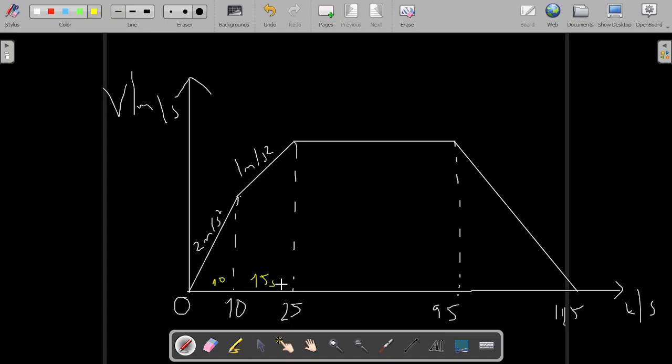So it continues at a constant speed for 70 seconds. That means the time taken between these two is 70 seconds. Then finally it comes to rest in 20 seconds by uniform deceleration, which is down here. Draw the velocity time graph of the motion using this and calculate the total distance traveled.